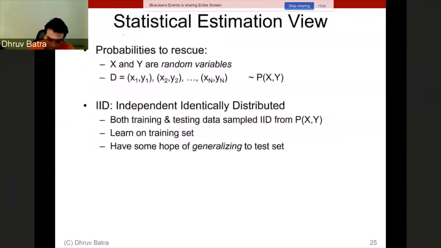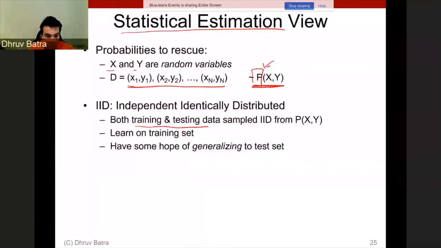The statistical estimation view of learning is that our variables x and y are random variables, and what we observe in our data set are samples from some underlying distribution, p of x comma y. We do not know what this distribution is, but we just see samples from it. And when we perform learning, we are actually learning something about this unknown distribution, p of x comma y.